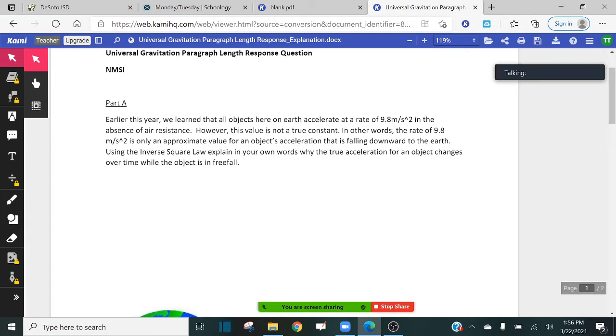Part A says, earlier this year, we learned that all objects here on Earth accelerate at a rate of 9.8 meters per second squared in the absence of air resistance. However, this value is not a true constant. In other words, the rate of 9.8 meters per second squared is only an approximate value for an object's acceleration that is falling downward to the Earth. Using the inverse square law, explain in your own words why the true acceleration for an object changes over time while the object is in free fall.